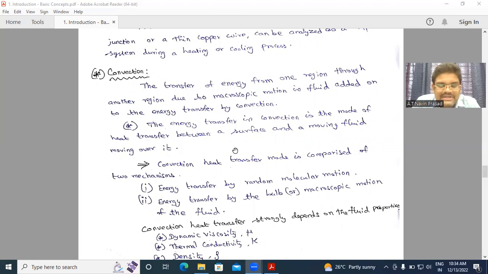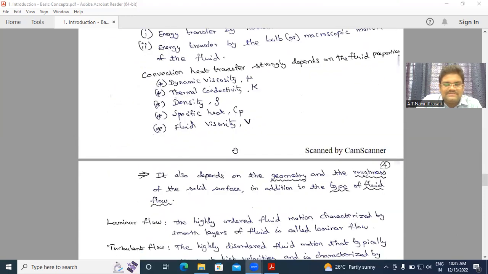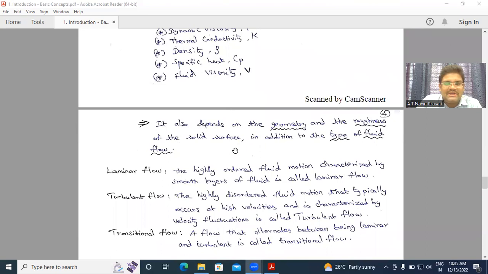The convection heat transfer is comprised of two mechanisms. One is energy transfer by random molecular motion, and another is energy transfer by the bulk or macroscopic motion of the fluid. So it also depends upon the geometry and the roughness of the solid surface in addition to the type of fluid flow.